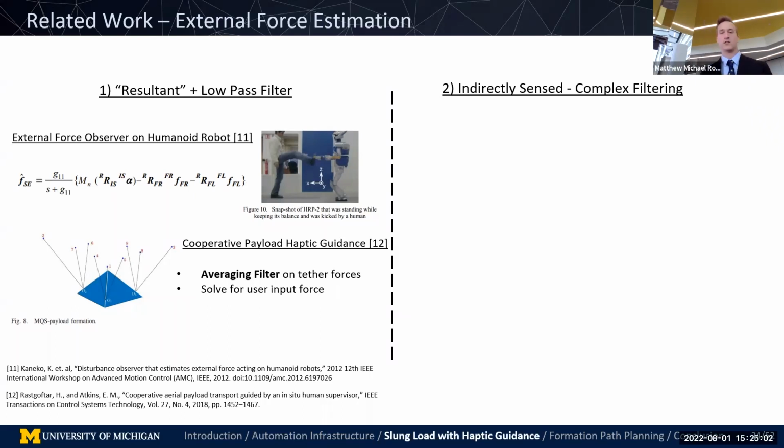So in 11, you can see there's a humanoid robot where a graduate student had a lovely time just pushing it to apply force, and they were able to estimate it using that low-pass filter. And 12 is focused on the cooperative payload project as well, where they use an averaging filter to obtain that user input force. Indirectly sensing the force can also be done. It's a little bit more complicated.